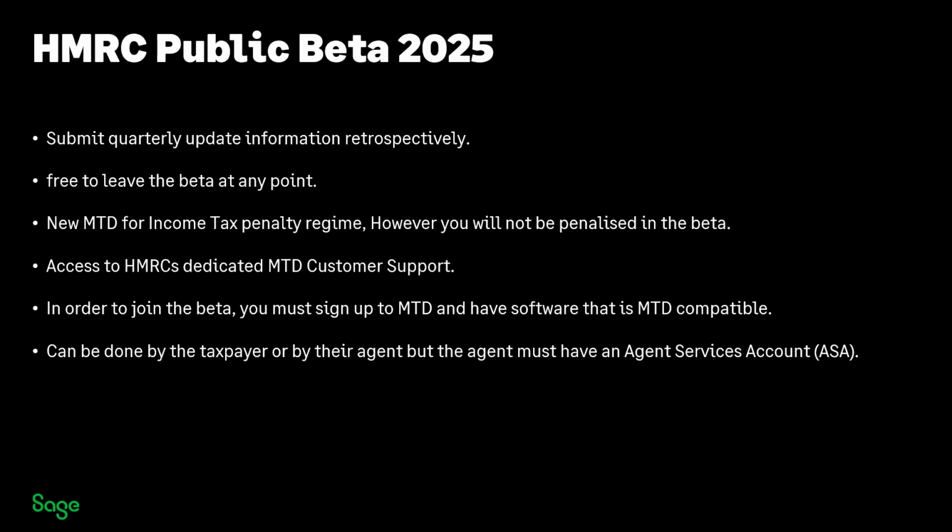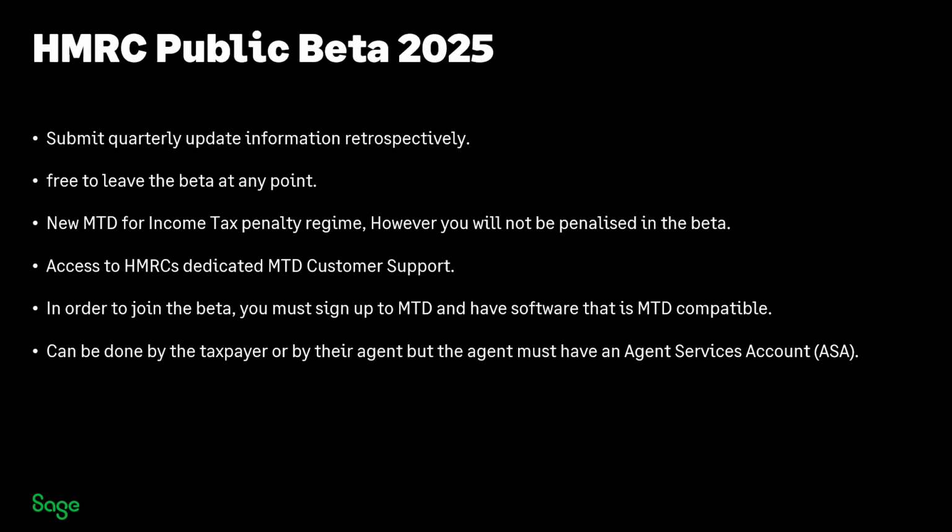For participating agents, this extended support will be available for all clients in the MTD beta. And in order to join the beta, you must sign up to MTD and have software that is MTD compatible. The MTD sign-up process is done by the government website and has to be done by the taxpayer or their agent, but the agent must have an agent services account.